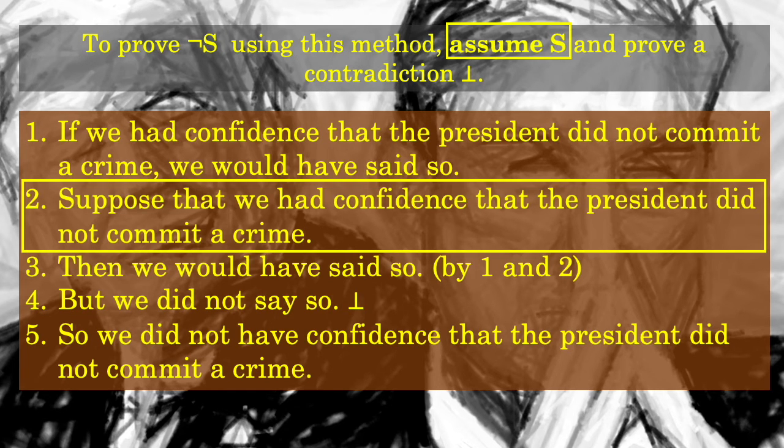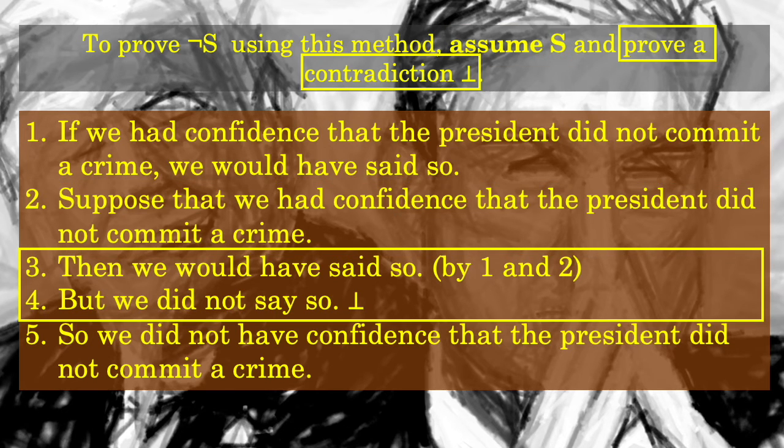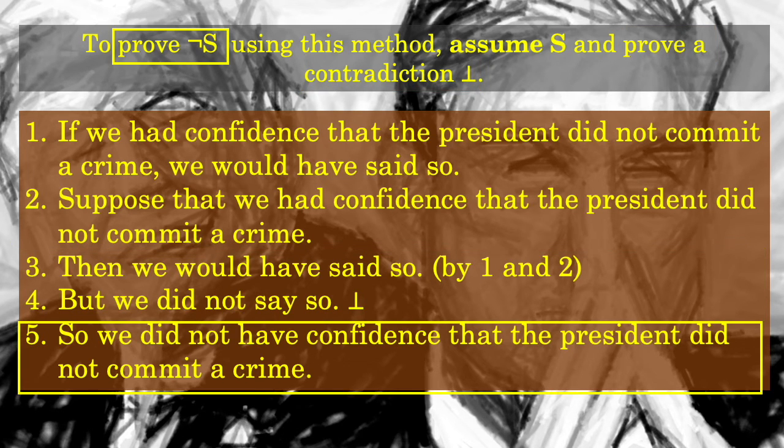As you can see, we've assumed the opposite of what we're trying to prove. And using that supposition, or that assumption, we found a contradiction. So we get to infer our desired conclusion.